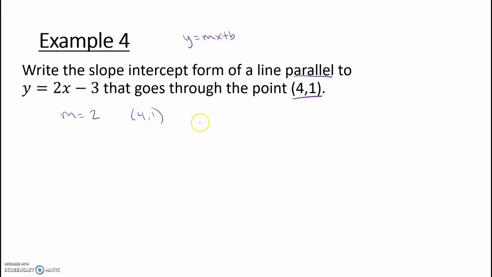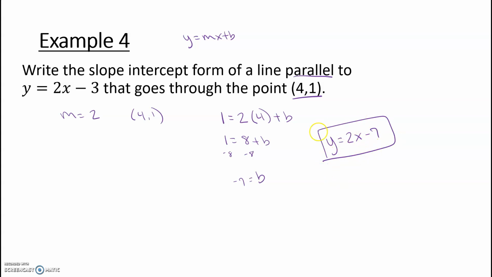So we have y, our y coordinate was 1, equals m, which was 2, x was 4, and we don't know our y-intercept, so we're going to just leave it as b. So we have 2 times 4 is 8. And we're going to subtract 8 from both sides, and we get b equals negative 7. So now we can write our line. y equals 2x minus 7. So this line right here is parallel to this one because they both have a slope of 2, and it will go through this point because we plugged it in.